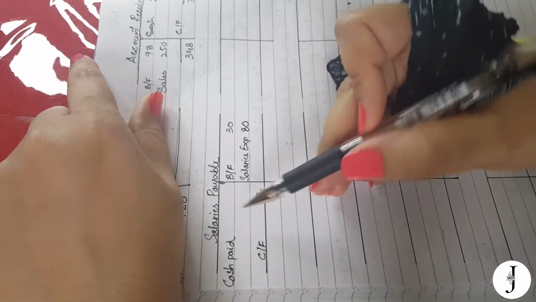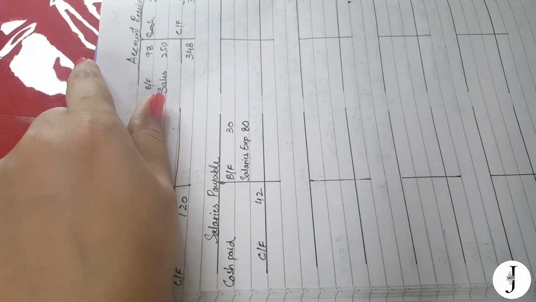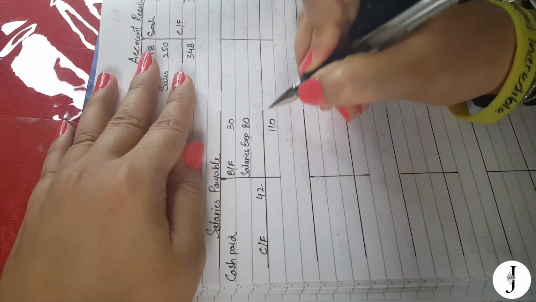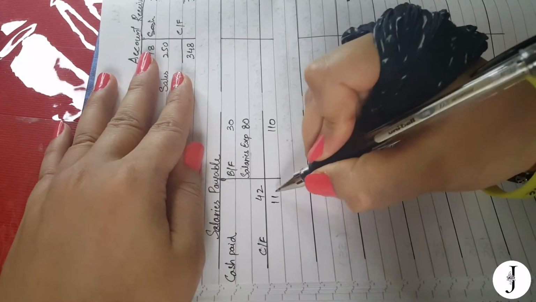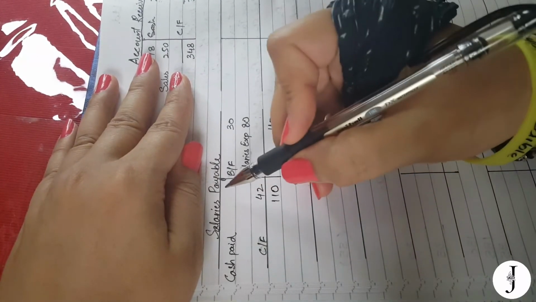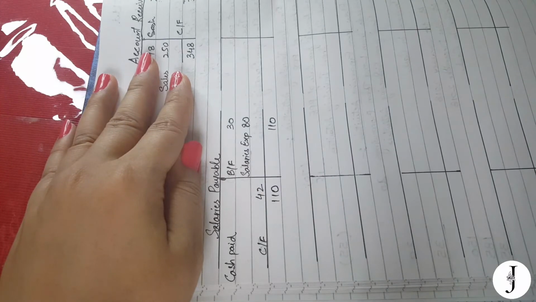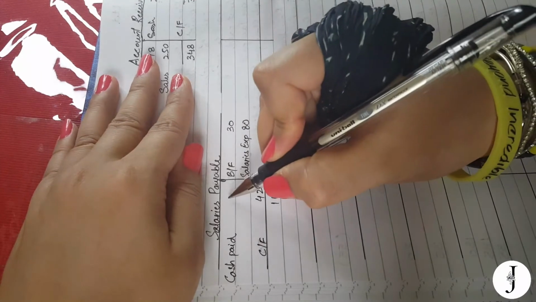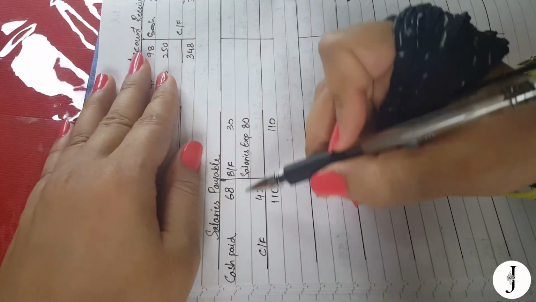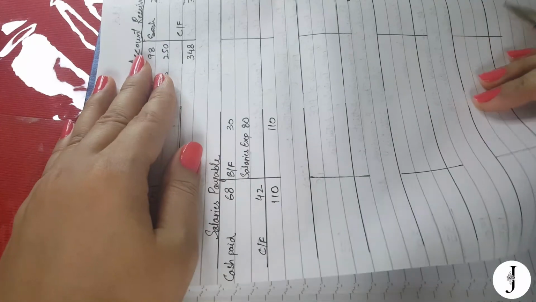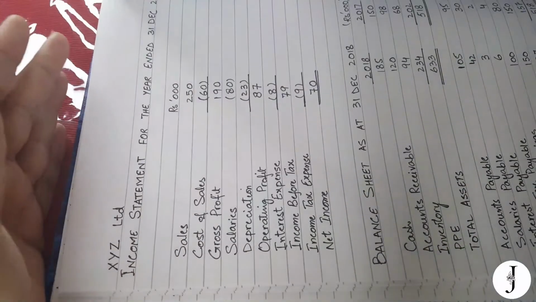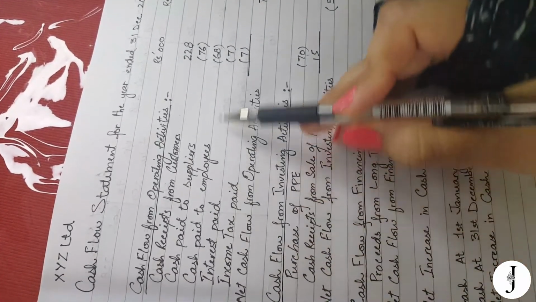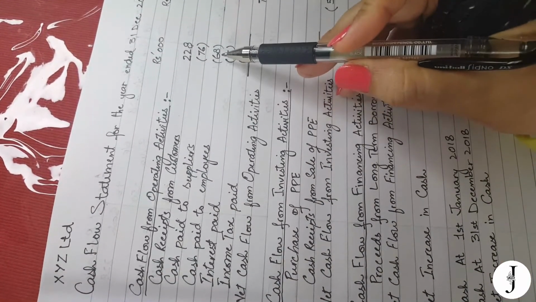So now we will calculate the cash paid. This side total is 110. This side is also 110. So from here we will get this cash paid. 110 minus 42 is equal to 68. So this value 68 will go into the cash flow statement. So this value, cash paid to employees, 68, comes here.